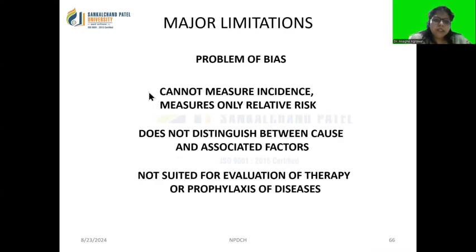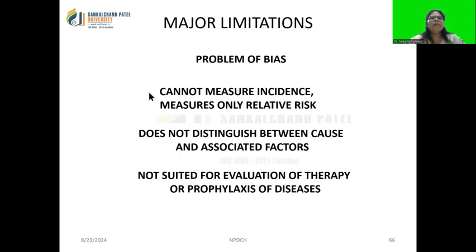Cannot measure incidence, measures only relative risk. So this study is good to measure the prevalence. That means all the cases which are already there, whatever new cases are coming into the population, this study cannot measure that. Measures only relative risk, no other factor, does not distinguish between cause and associated factor. So it only says there is a correlation between risk factor and the disease. It cannot establish that this is the only risk factor which is responsible for this disease.